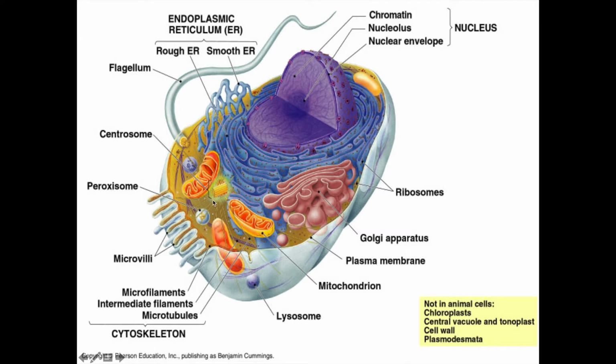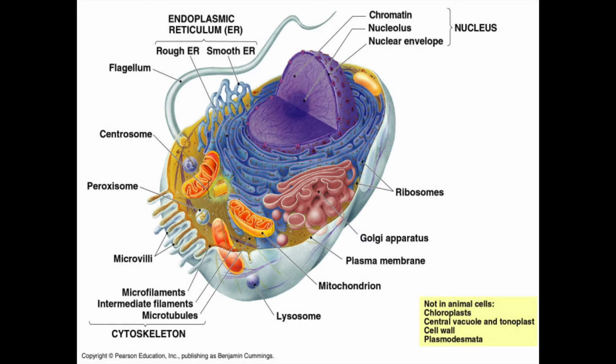So both plant and animal cells have a centrosome, which is where spindle fibers will organize in helping with cell division and mitosis. So both plant and animal cells have that, but animal cells have an additional structure called centrioles that plant cells do not have.